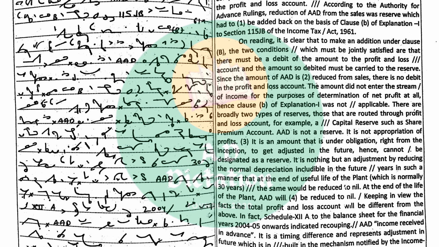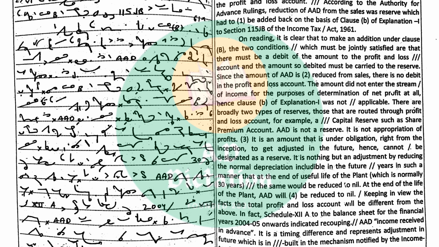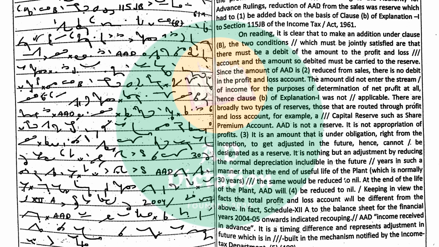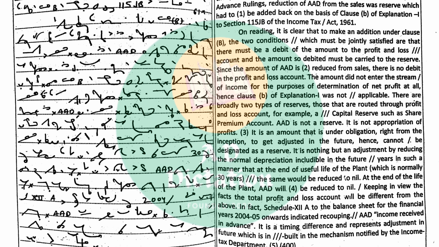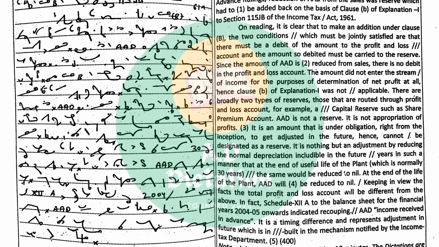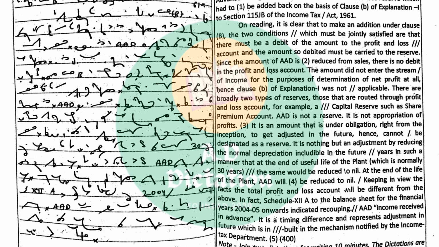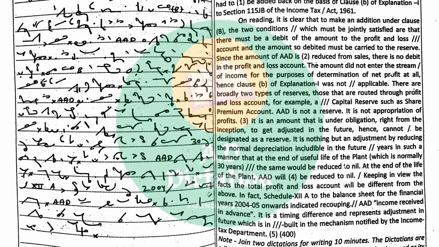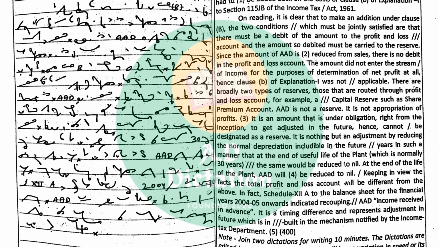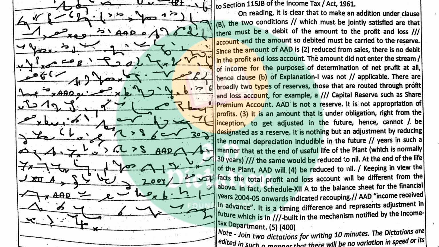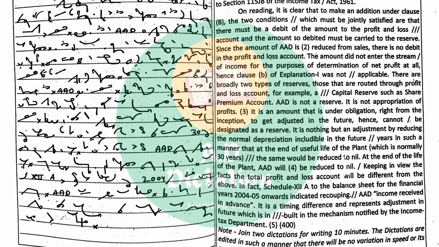There are broadly two types of reserves, those that are routed through the profit and loss account, and, for example, a capital reserve such as the share premium account. AAD is not a reserve. It is not an appropriation of profits. It is an amount that is under obligation right from the inception to get adjusted in the future, hence it cannot be designated as a reserve.